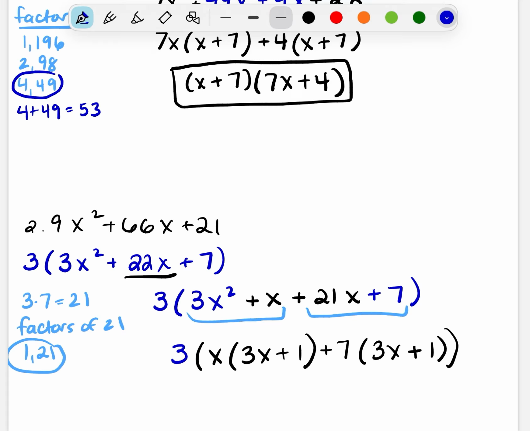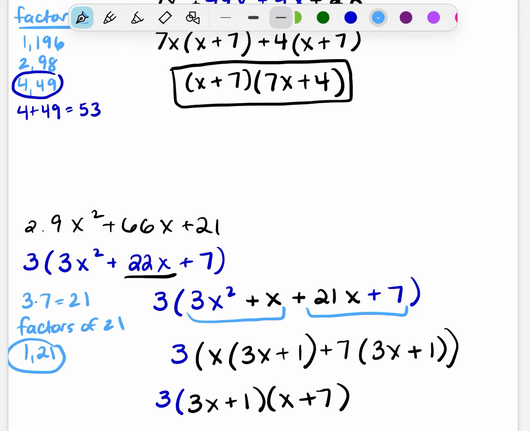I need to keep that 3 out front. The greatest common factor now is 3x plus 1. We have that in common with an x plus 7 left over. And so those are my factors.